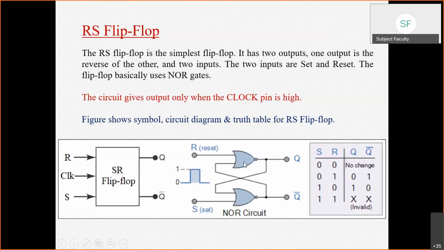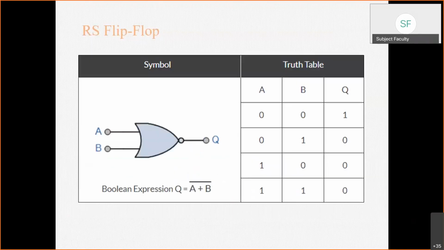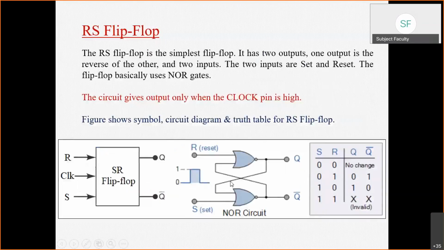remember the truth table for NOR gate. Whenever the inputs are 0, then the output of NOR gate will be 1, otherwise it will be 0. Okay, so now by using this truth table, we will verify this truth table.